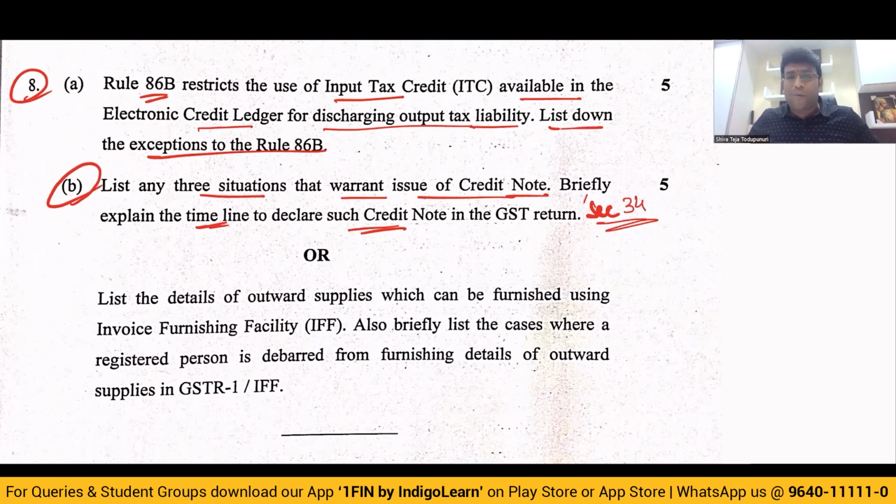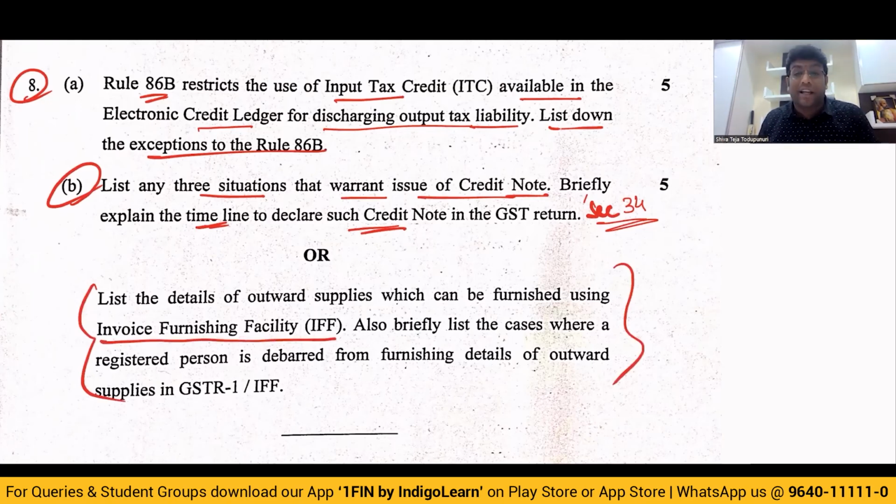Then finally, one last question which came in the exam: list the details of outward supplies which can be furnished using invoice furnishing facility, IFF. We know that this IFF concept is applicable to those who have opted for QRMP scheme, quarterly return, monthly payment. In order to ensure that receiver will get the credit, they brought this concept of IFF in order to report B2B invoices. And IFF to be reported by 13th of next month.